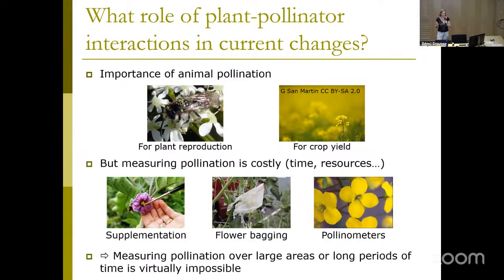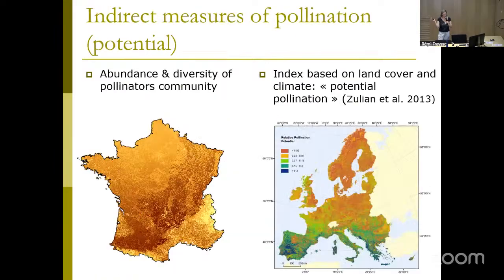So it's virtually impossible to measure pollination over large areas or over long periods of time. There are a couple of examples that did it, but it's really rare. So what is done generally is to use indirect measures of pollination when we need to estimate animal pollination over large areas. So for example, when the data exists, we can look at the abundance or diversity of pollinator communities.